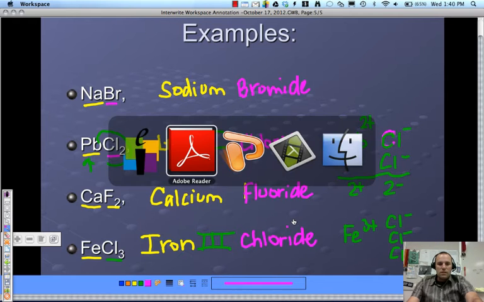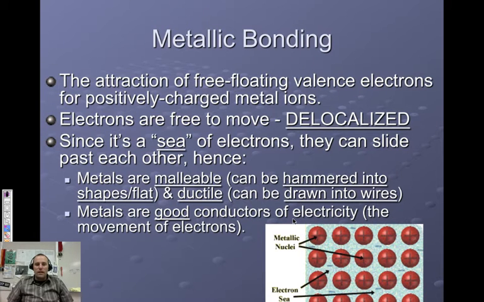Okay, next we have metallic bonding. All right, so we've talked about ionic bonding so far. Next up is metallic bonding. So metallic bonding is the attraction of free-floating valence electrons for positively charged metal ions. So these are known as delocalized. In other words, they're not attached to one particular atom. They're able to float and move throughout the entire sample of the metal.